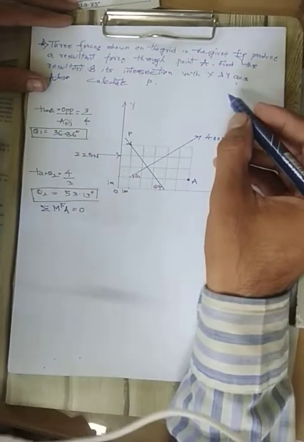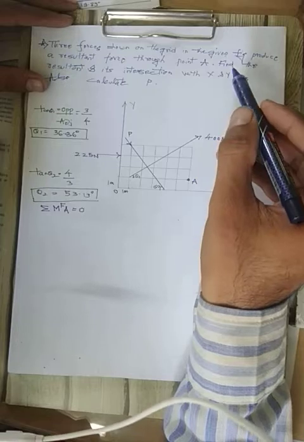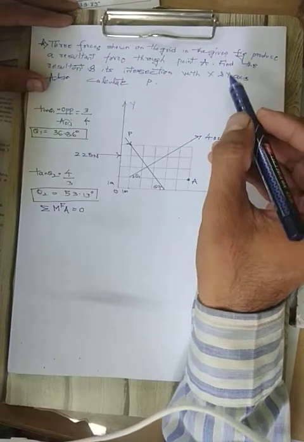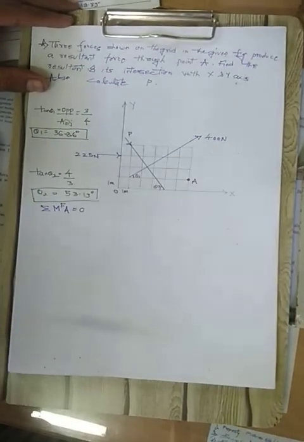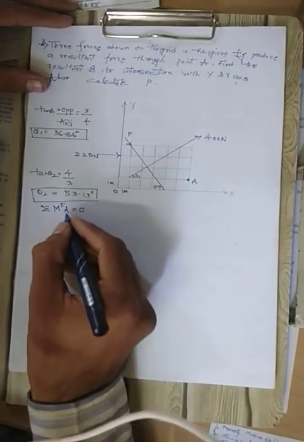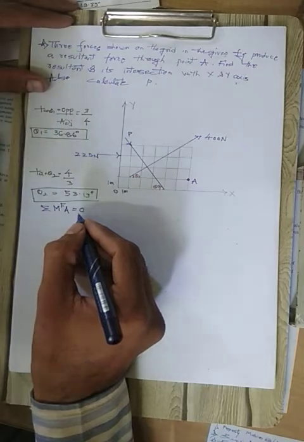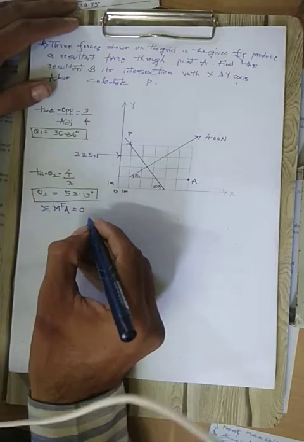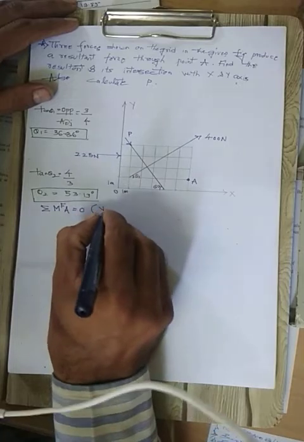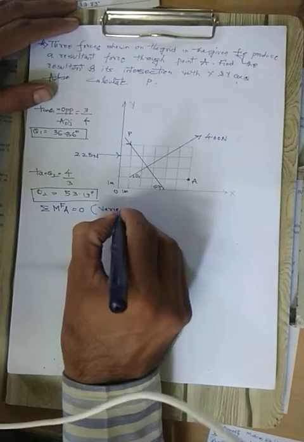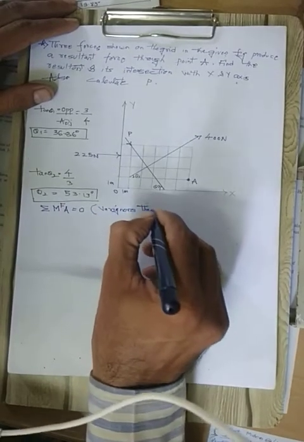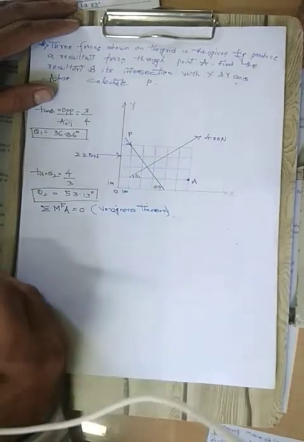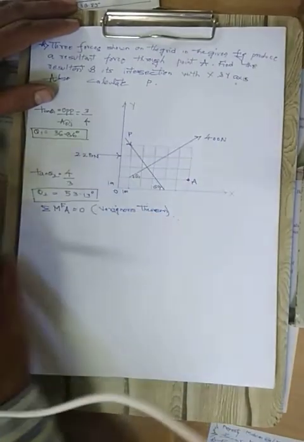In other words, if in the question it has been given that the resultant is passing through some point, that means at that point the summation of the moment of all forces will be zero. The moment of all forces at point A will be zero. So we will take the forces. This is nothing but the Varignon's theorem. It is as good as the Varignon's theorem.